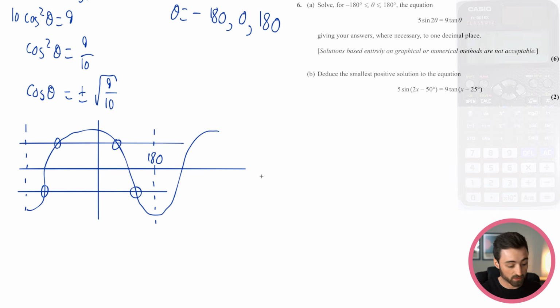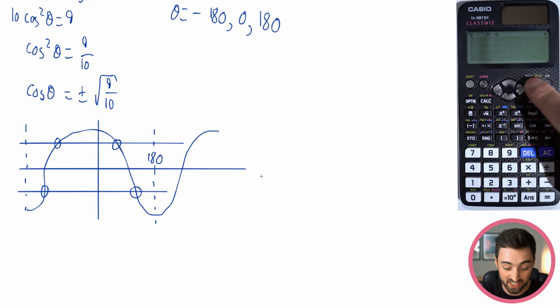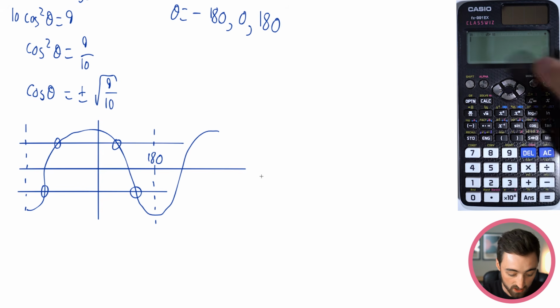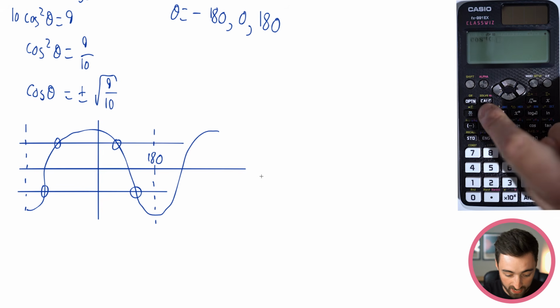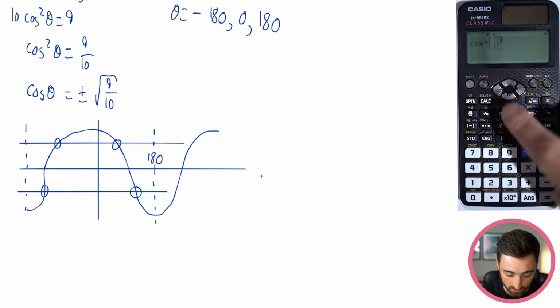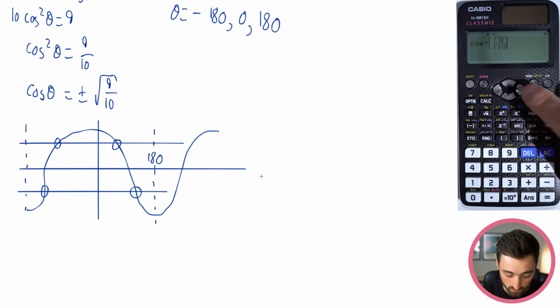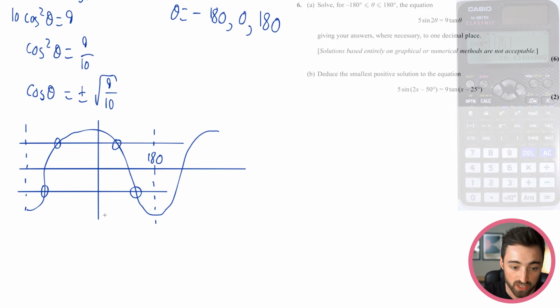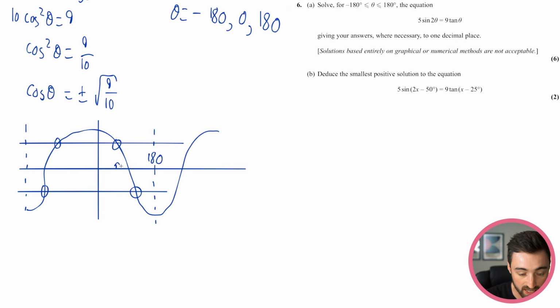So the first one I'm going to do, I'm going to get my calculator, I'm going to make sure it's in degrees, super important there, and I'm just going to get the inverse cos of the square root of 9 over 10. Right, so that is going to get me 18.4, basically. So that is going to correspond to this one here. So this is going to be 18.4.